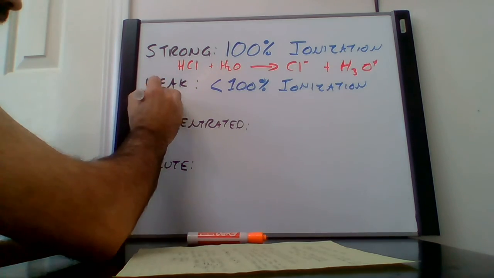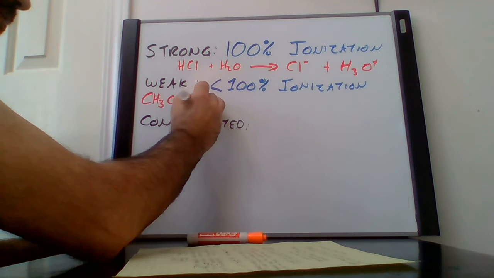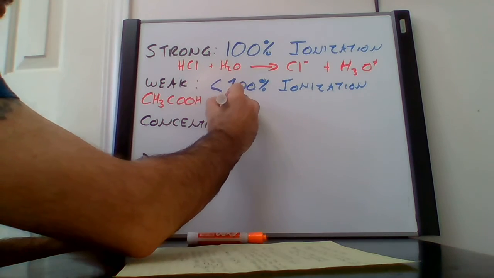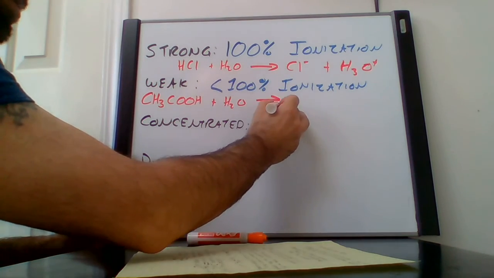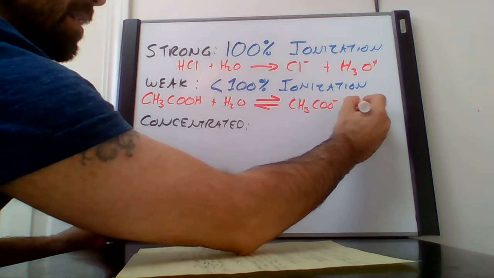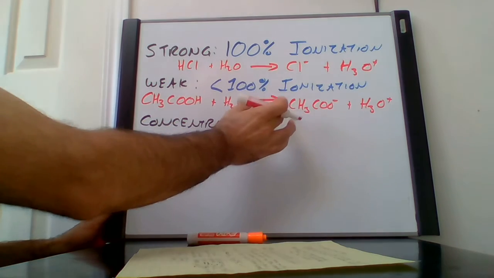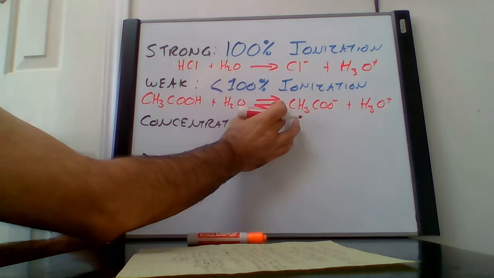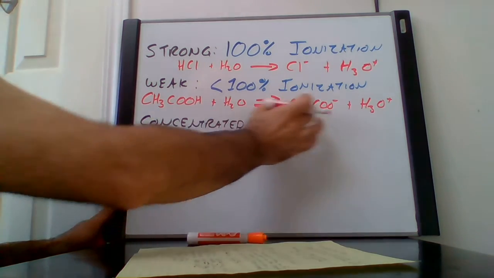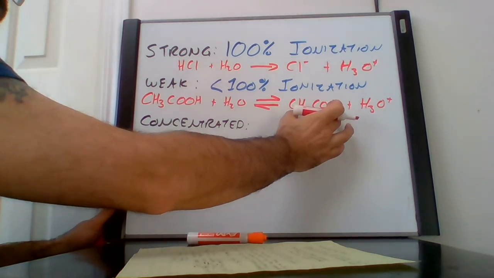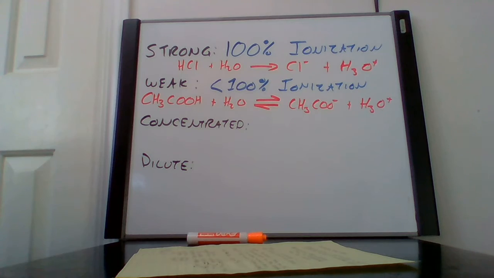Whereas a weak acid, we can consider, say, acetic acid, one of those organic acids, CH3COOH, plus water. Now this one is going to be in equilibrium with CH3COO minus and H3O plus. Strong acids go to completion, strong bases go to completion. Weak acids or weak bases form an equilibrium situation where we still have some of the acetic acid in combination with some of the acetate ions in solution. So we've got to be careful with those definitions.